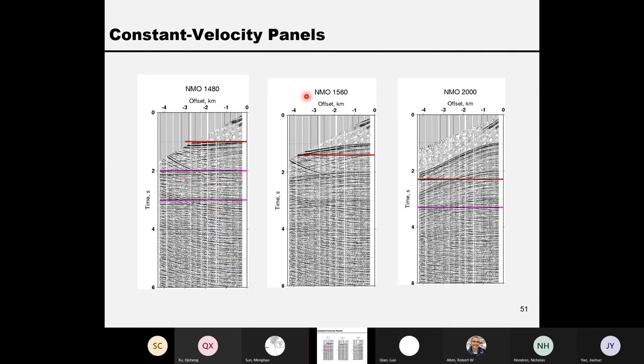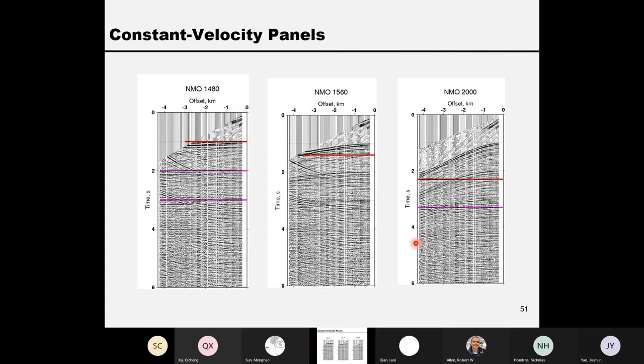Now, if we increase the velocity to 1560, this layer is not flat because the velocity is higher than the true velocity. You remember, if the velocity is too high, your NMO is undercorrected. You can see this one undercorrected. It's not flat, right? So based on this, you can make sure yourself. This one and this one are the water bottom reflection and water layer related multiples. And then you got 2000, you have something flattened here, but the water layer multiples are undercorrected.